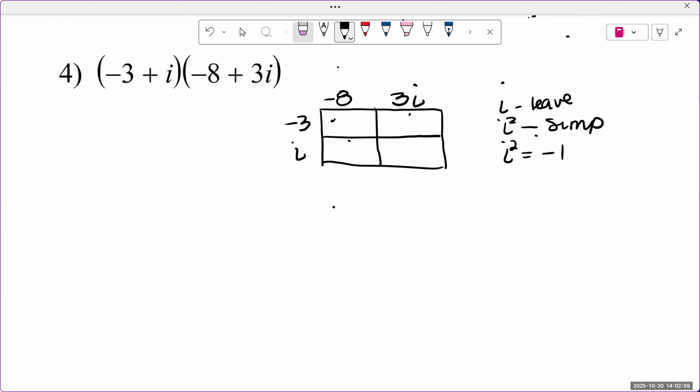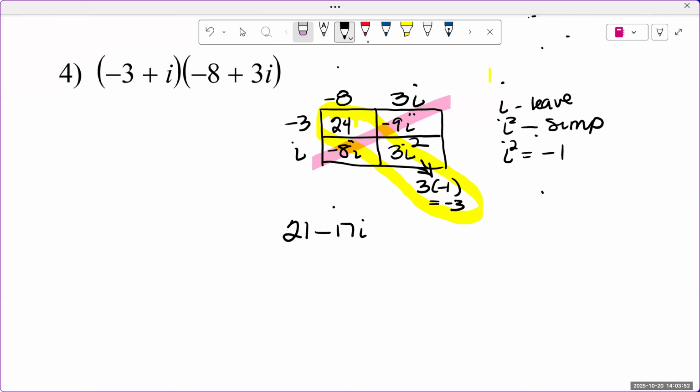Number 4, make a box. Fill in the box. Now, i's you can leave. i squared, you must replace. You must simplify. So this is 3 times -1, which is -3. So combining like terms, 24 minus 3 is 21. -8i plus -9i is -17i. The i's you can leave, i squared must be replaced.